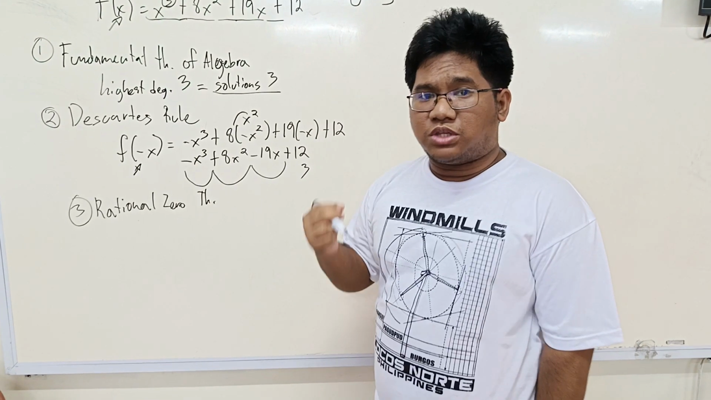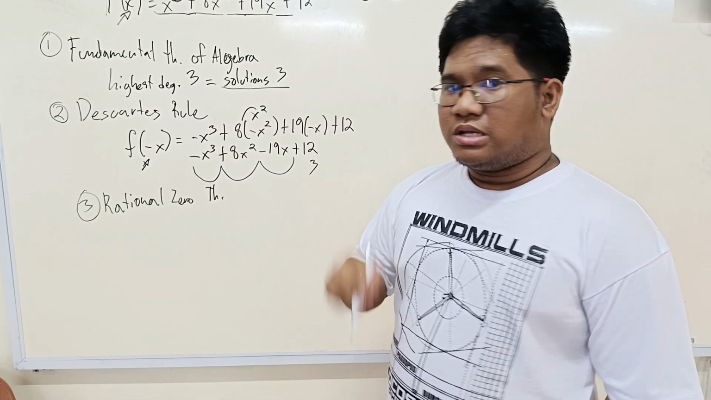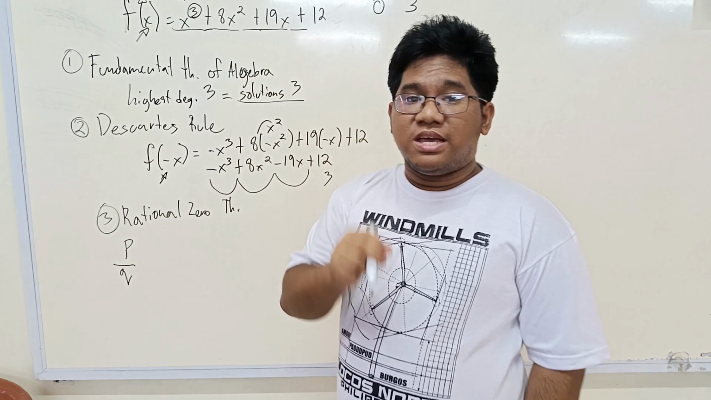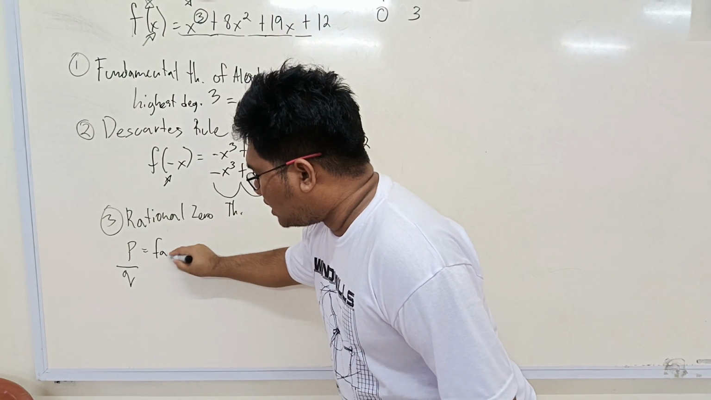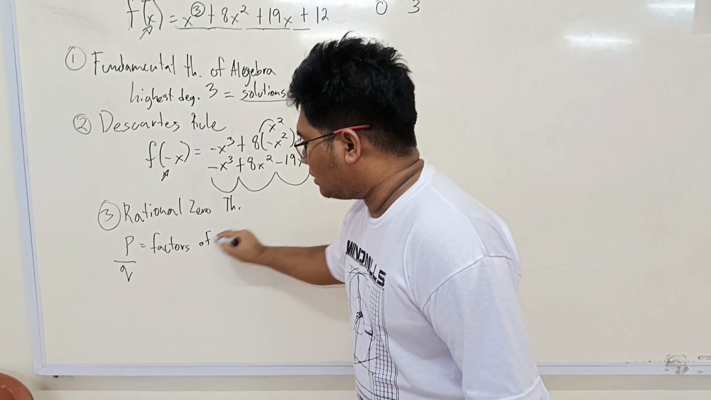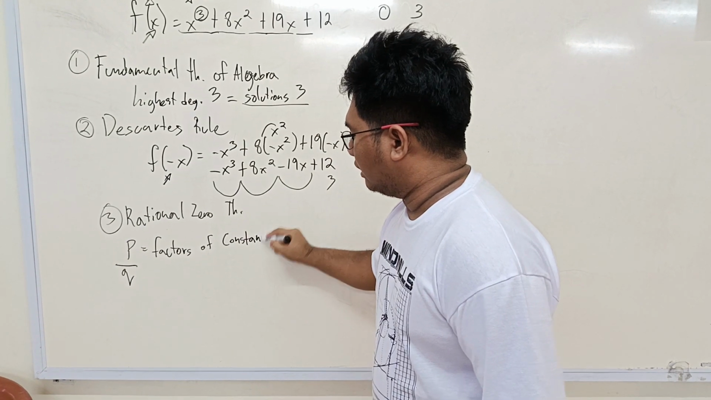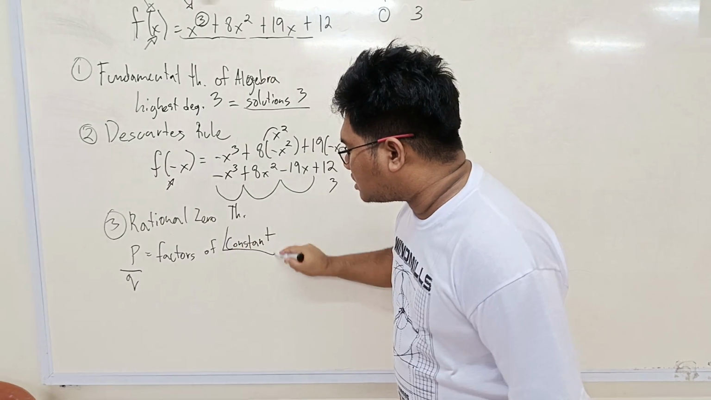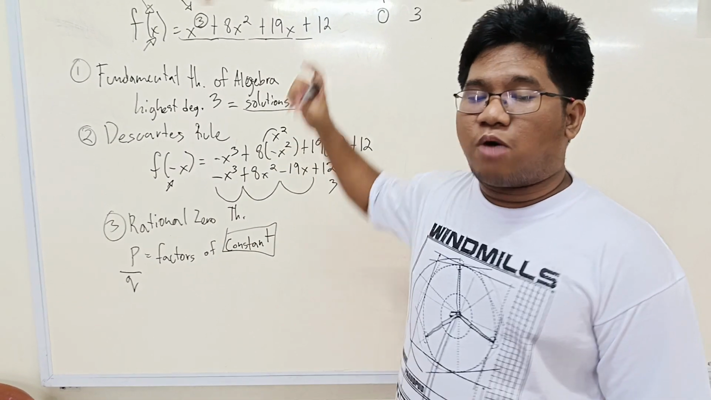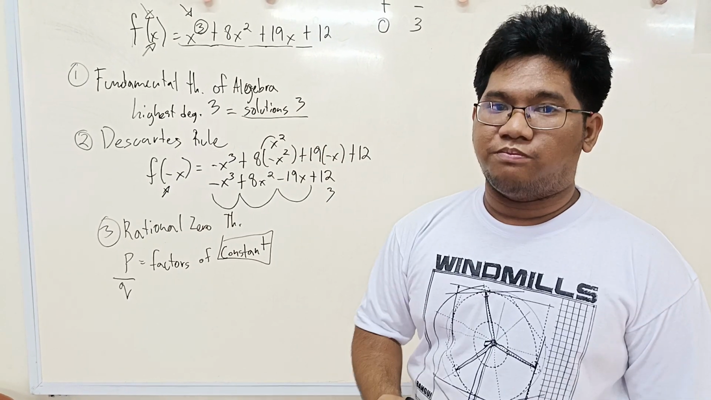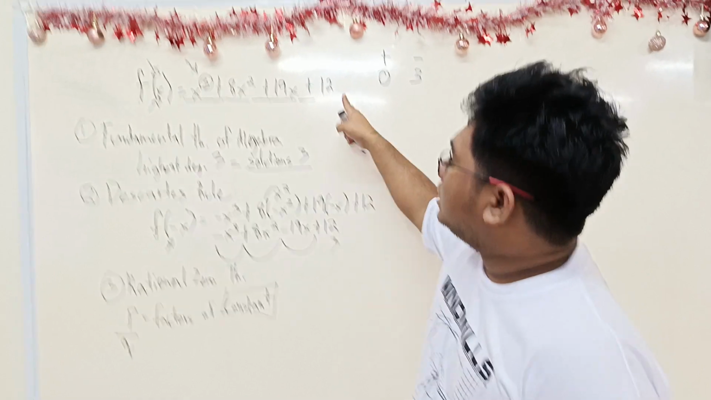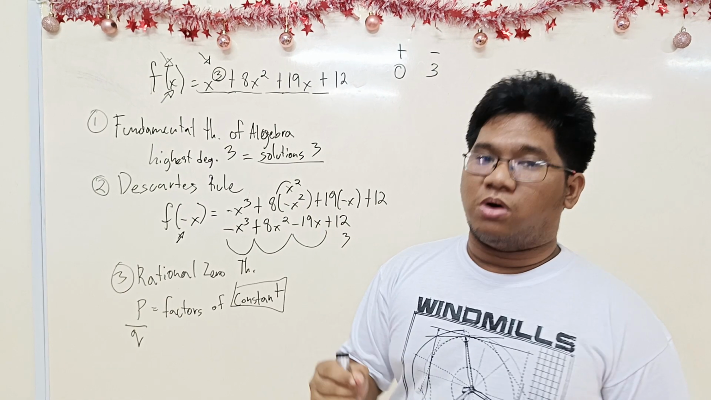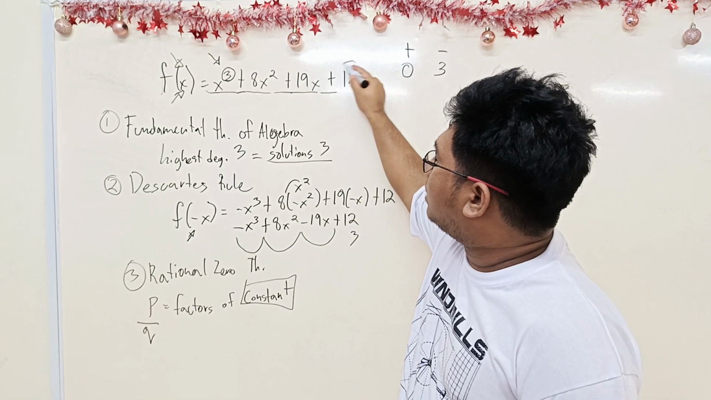Okay, in rational 0 theorem, we use a particular equation. That equation or formula is P over Q. P stands for factors of constant. Again, P stands for factors of constant. When we say constant, it is the term in our equation that doesn't have any variable. Tumingin sa ating equation. Here, what term or what number yung walang kasamang variable? That would be positive 12.